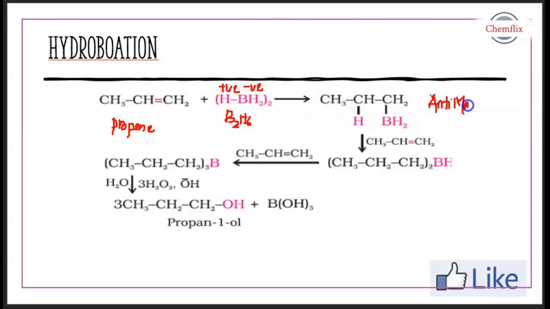Anti-Markovnikov's rule means opposite to Markovnikov's rule. That means the negative part of the addendum will go to the carbon atom containing more number of hydrogen atoms. That is what is called anti-Markovnikov's rule. Negative part goes to the carbon atom containing more hydrogen atoms.